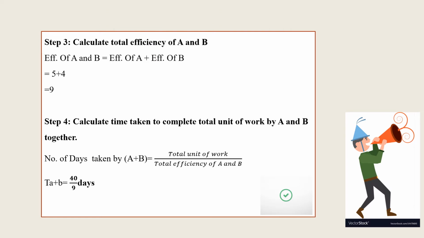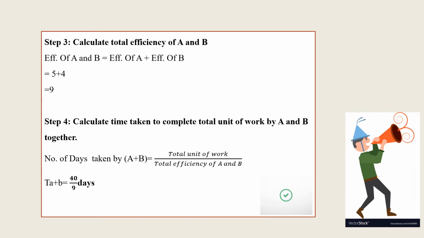So let's move to step 3. Here we have to calculate the total efficiency of A and B. That can be given by the formula: efficiency of A and B is equal to efficiency of A plus efficiency of B. We have calculated the efficiencies of A and B in step number 2. So adding both, we get 9.